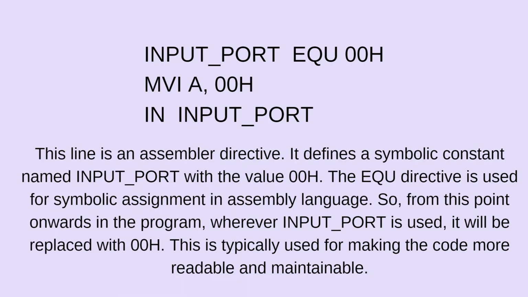This line is an assembler directive. It defines a symbolic constant named input port with a value 0 in hexadecimal. The EQU directive is used for symbolic assignment in assembly language. So, from this point onwards in the program, wherever input port is used, it will be replaced with 0 in hexadecimal. This is typically used for making the code more readable and maintainable.